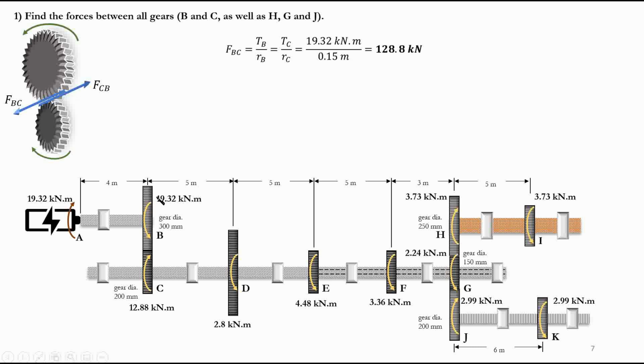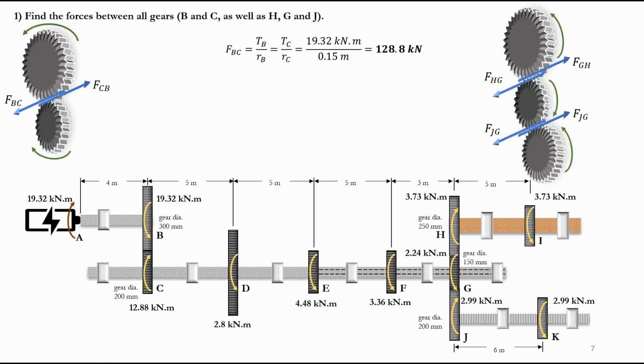So here we use TB. We said TB over RB is equal to 19.32 over 0.50. Remember that we are using consistent units: 19.32 kilonewton meters divided by 0.50 meters, meters cancel out, and we end up with 128.8 kilonewtons. So it's the force between the two gears. For gears H, G, and J, this is how it goes: this is the force here, and this is the force, same as we did before.